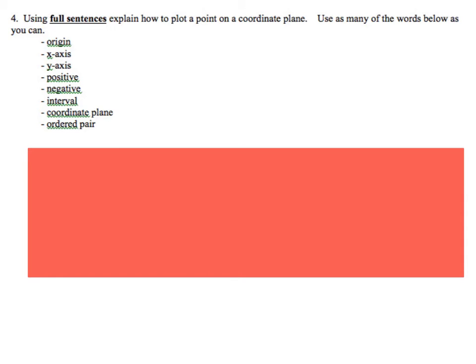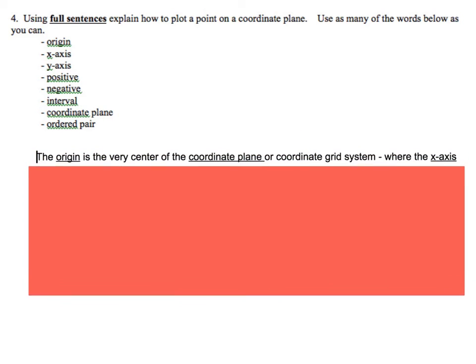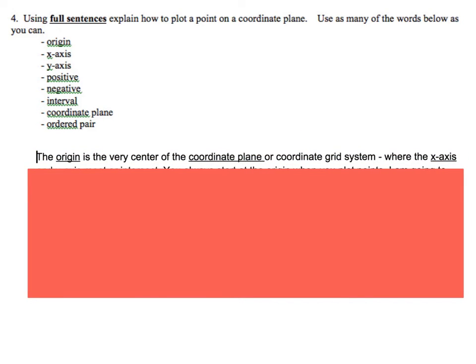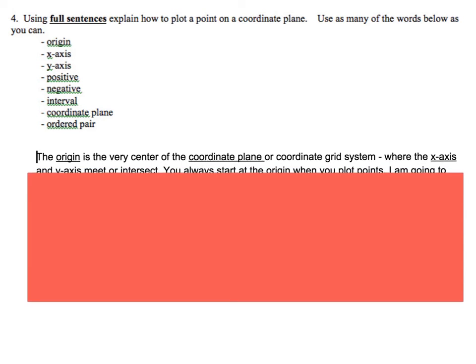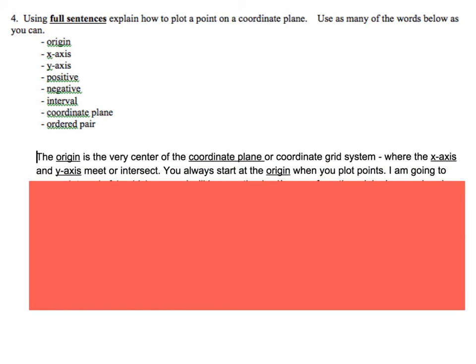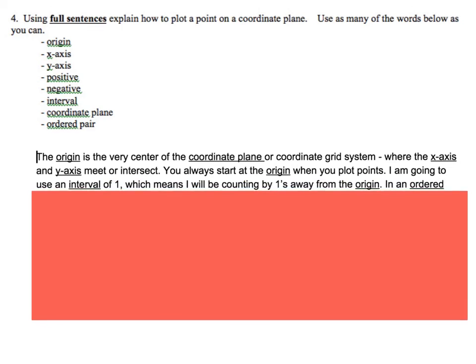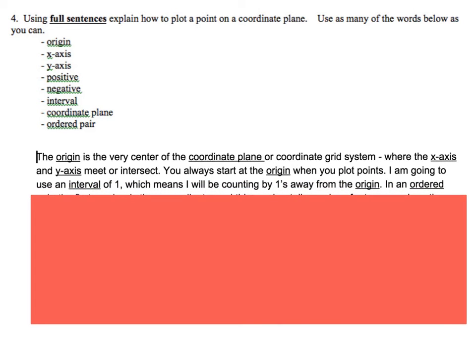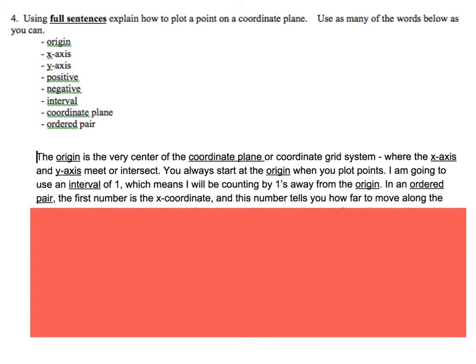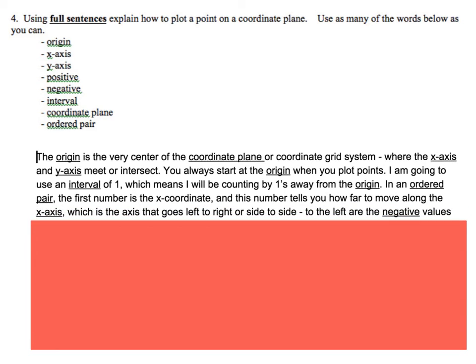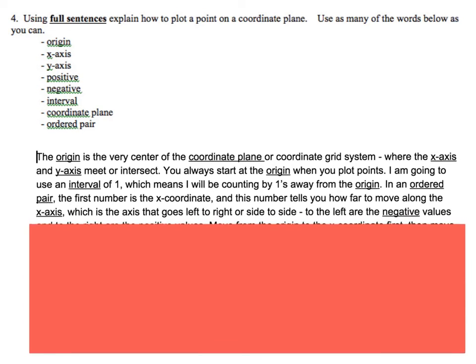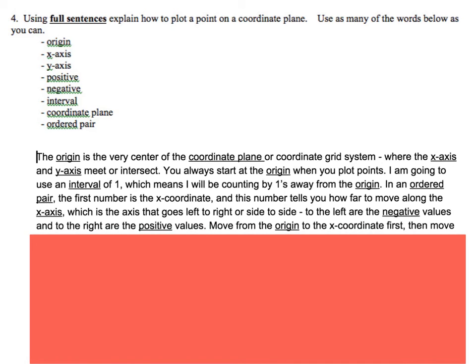The origin is the very center of the coordinate plane or coordinate grid system, where the x-axis and y-axis meet or intersect. You always start at the origin when you plot points. I am going to use an interval of 1, which means I will be counting by ones away from the origin. In an ordered pair, the first number is the x-coordinate, and this number tells you how far to move along the x-axis, which is the axis that goes left to right or side to side. To the left are the negative values, and to the right are the positive values.